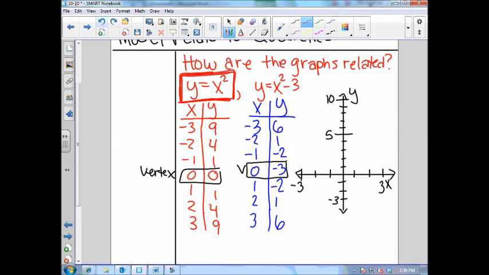I prefer the points to actually be done in pencil, and then you can use the crayon to graph the parabola. So we're going to graph negative 3, 9. Would you go left, negative 3, up to 9. Graph the whole parabola. Negative 2, 4. Negative 1, 1. 0, 0. And then you can use symmetry from then on.